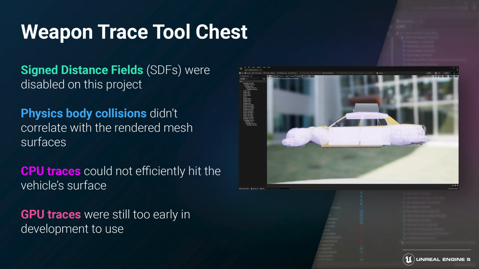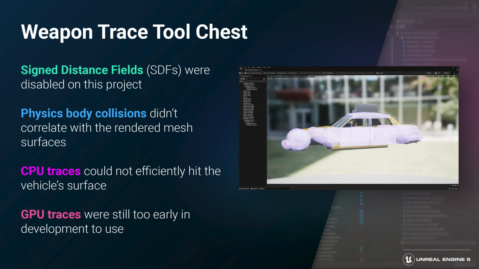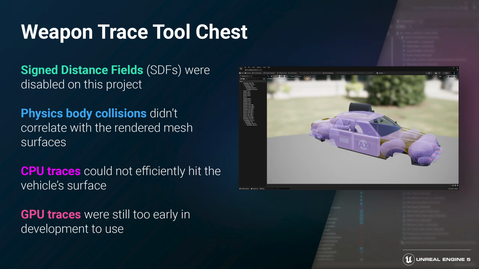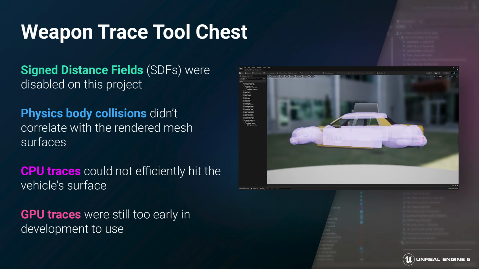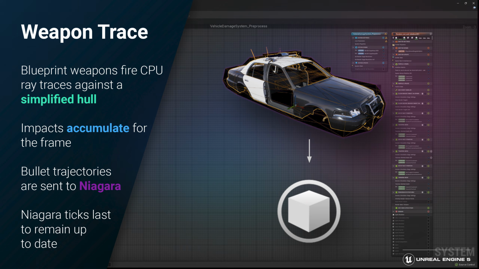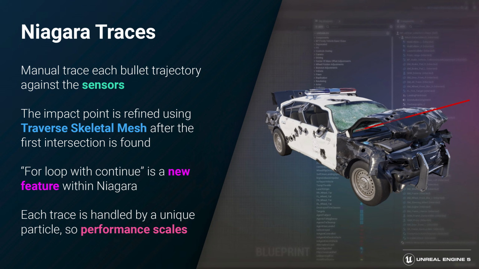Next, we pursued methods for tracing against the deformed surface geometry. The existing toolset wasn't exactly suited for our unique needs, so we used this as an opportunity to develop an entirely new approach. We leveraged the Niagara sensor system once again to find those points of intersection. We actually start by casting a ray in the weapon blueprint against a large bounding box around the vehicle. Once a collision is detected, the blueprint feeds the incoming bullet trajectory into Niagara for refinement.